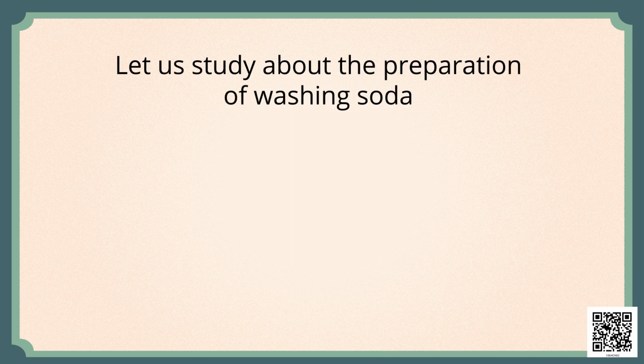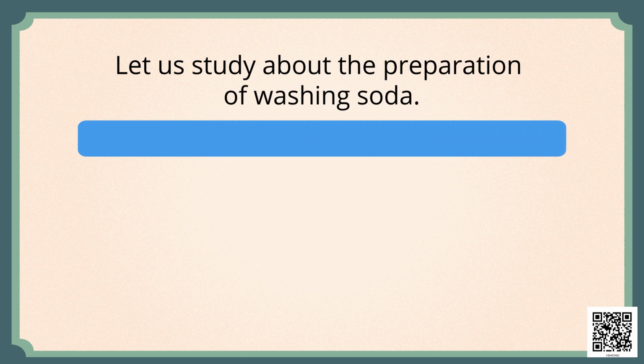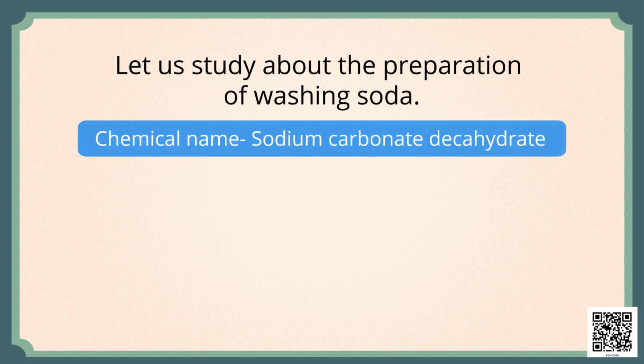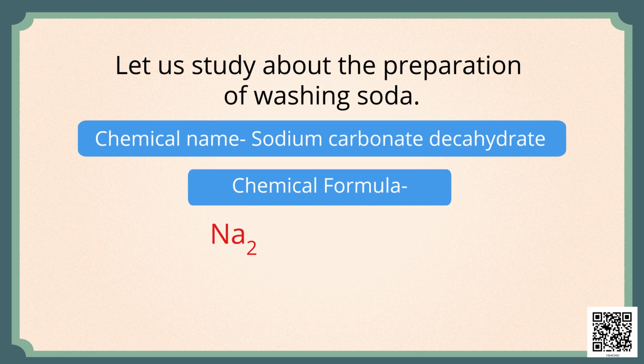Next compound that we will discuss is washing soda. Let us study about the preparation of washing soda. Chemical name of washing soda is sodium carbonate decahydrate and its chemical formula is Na2CO3.10H2O. Another chemical that can be obtained from sodium chloride is washing soda.